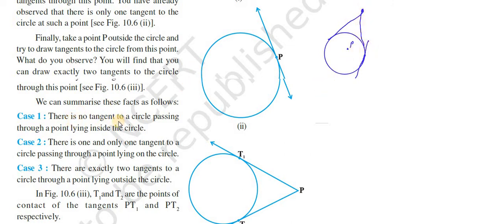So we summarize this fact as: there is no tangent to a circle passing through a point lying inside the circle. There is one and only one tangent to a circle passing through a point lying on the circle. There are exactly two tangents to a circle through a point lying outside the circle. Okay, this is the summary of this.